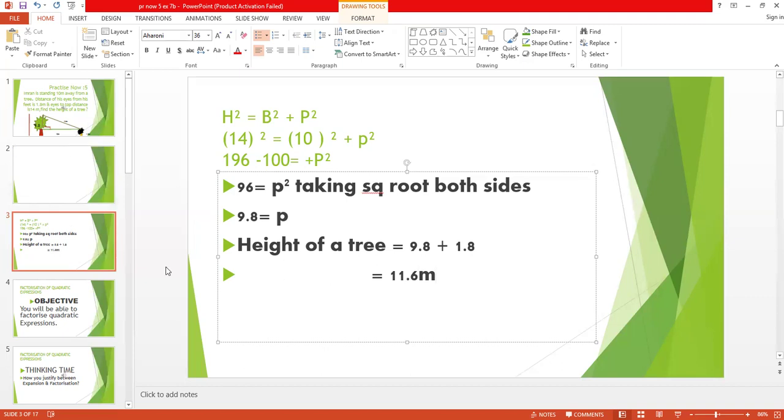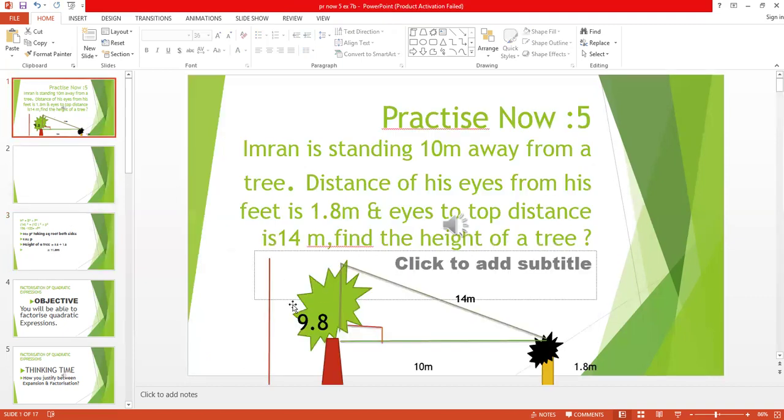Okay. I think that one is very much easier. Look here. According to this shape, you have to find the height of a tree. First, you have to draw a line from his eyes toward that tree, and the measurement is 10 meters. Hypotenuse is also already given, and you have to just find this portion from his eyes to that top, and that portion is 9.8. Then you have to find from his eyes to his feet, that one is 1.8, and when you add 1.8 and 9.8, you will get the measurement of the tree.